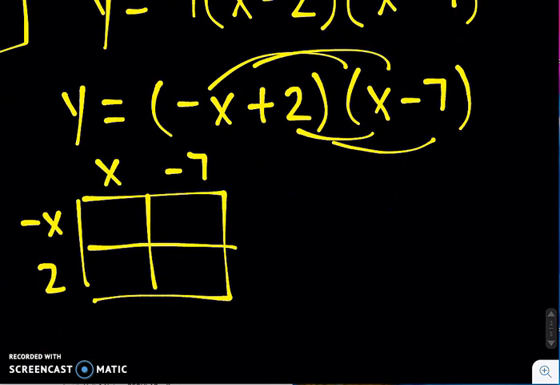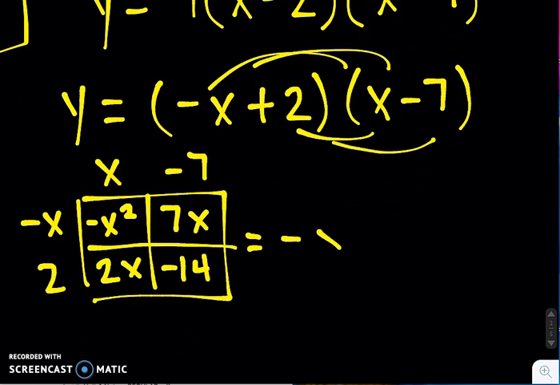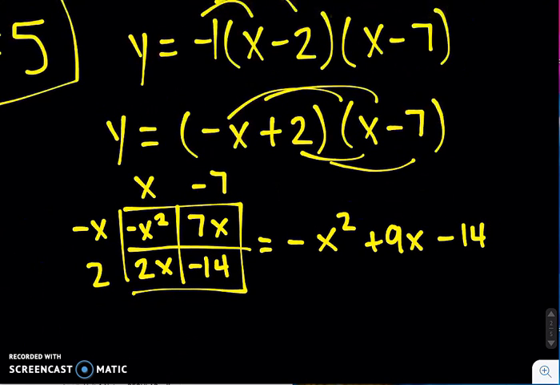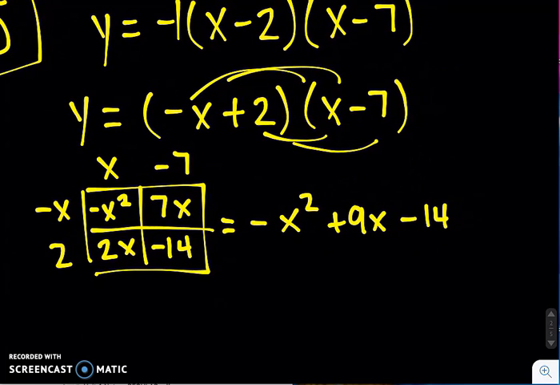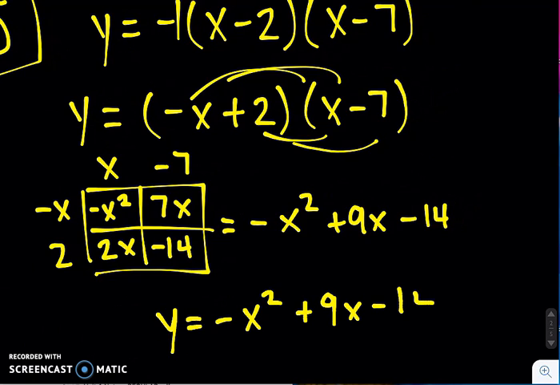So negative x times x is negative x squared. Negative x times negative 7 is positive 7x, x times 2, 2x, 2 times negative 7, negative 14. So we've got negative x squared, 2x and 7x is 9x, minus 14. So in standard form, this equation would be negative x squared plus 9x minus 14.